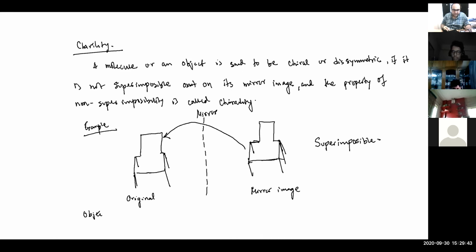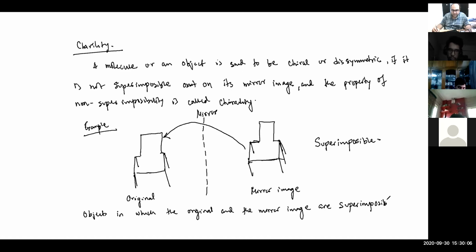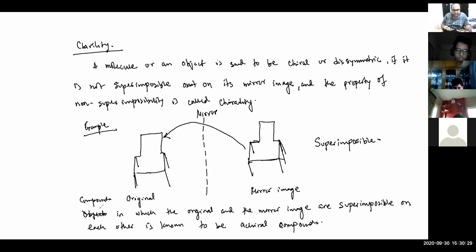Objects in which the original and the mirror image are superimposable on each other are known to be achiral objects, or achiral compounds. Here, instead of writing objects, let's just write compounds, so it's more relevant to chemistry.